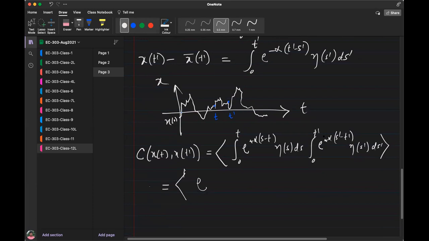So alpha s and alpha s prime will have to undergo integration, but not the t and t prime. So we have e power minus alpha t plus t prime that actually just comes out of the integration, and then we have these terms: e power alpha s plus s prime, eta s, eta s prime, ds ds prime.